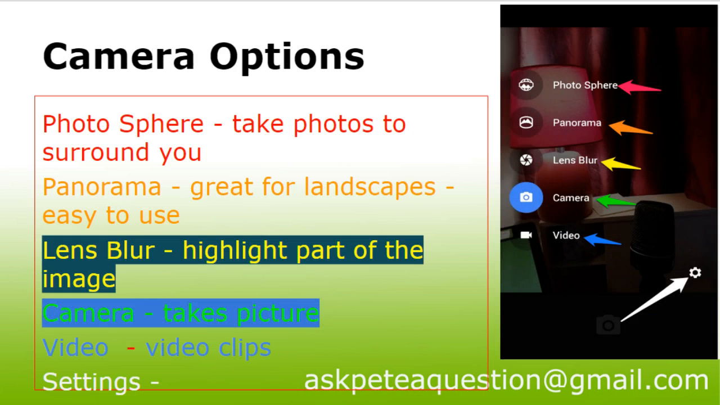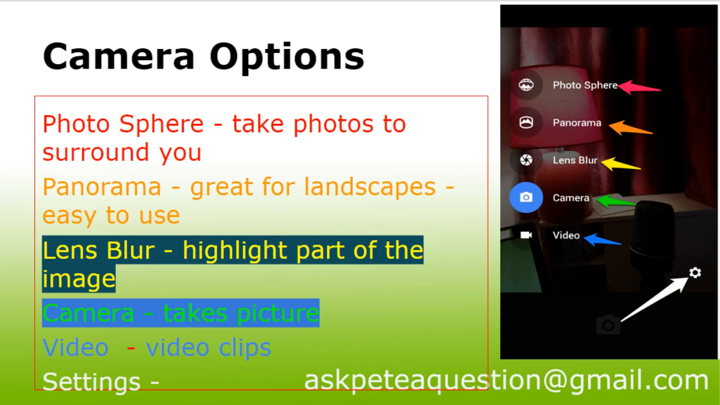Now, if we move in from the left, swipe in from the left, then we get another set of options. The first one is photosphere. Photosphere, if you assume that you were sat in the middle of a ball, then you could take photographs all over the inside of the ball, and a photosphere creates that sort of internal appearance of a ball. So you could be sitting at your desk, and I've done this, taking photographs around me, and people can see how distorted my office actually is.